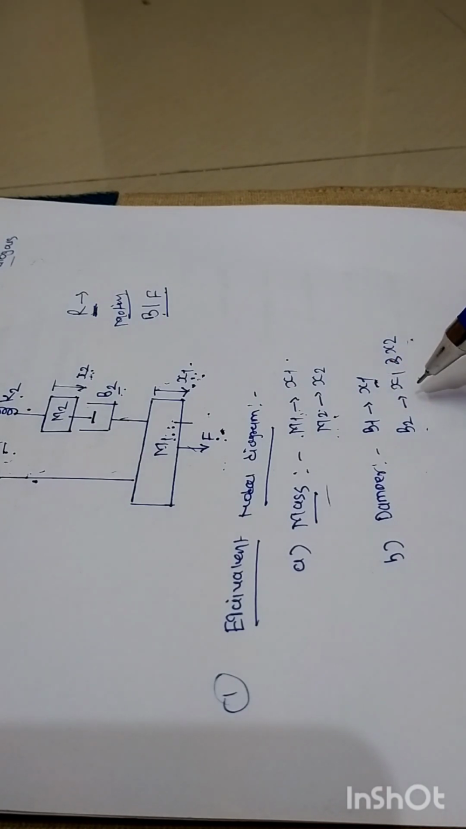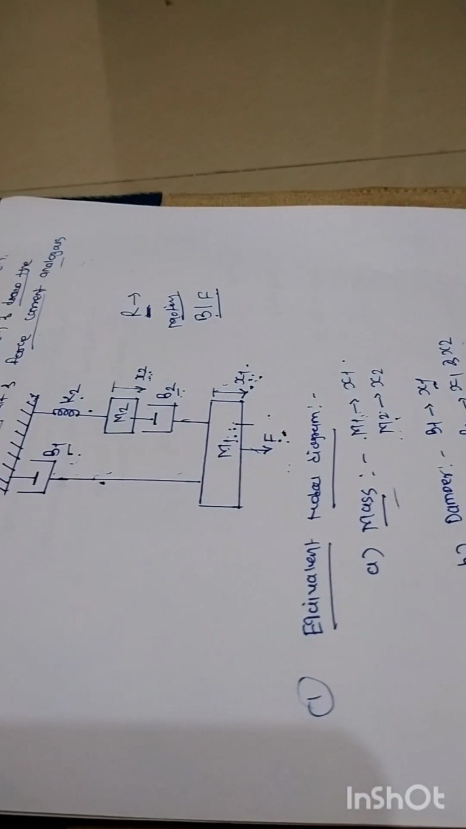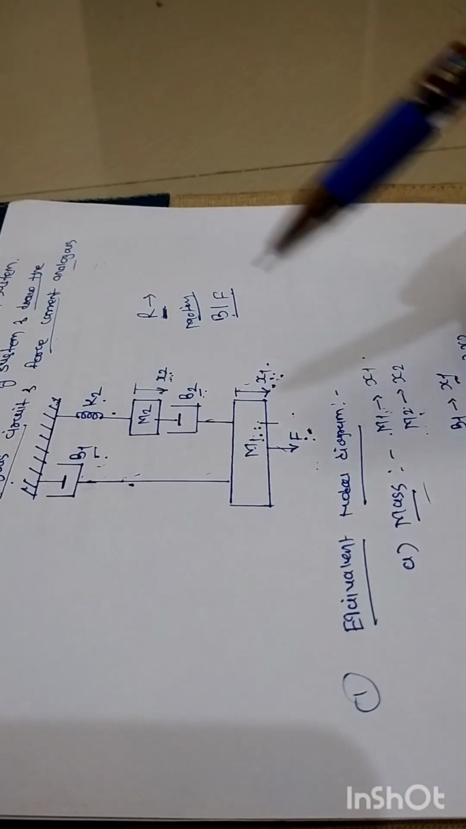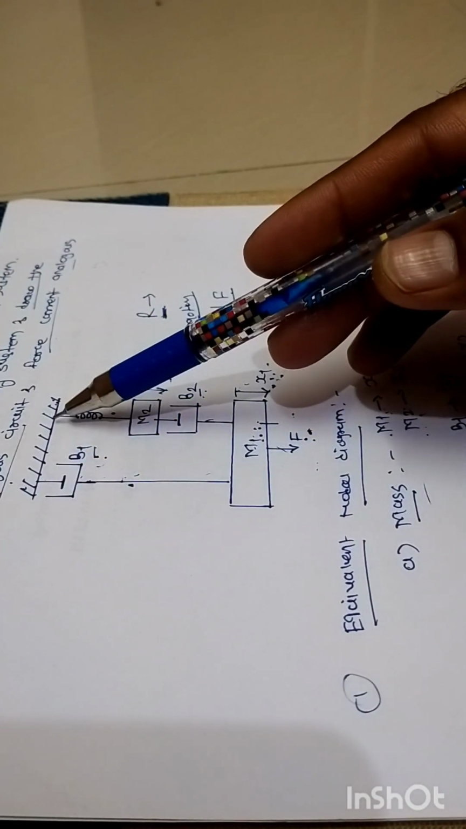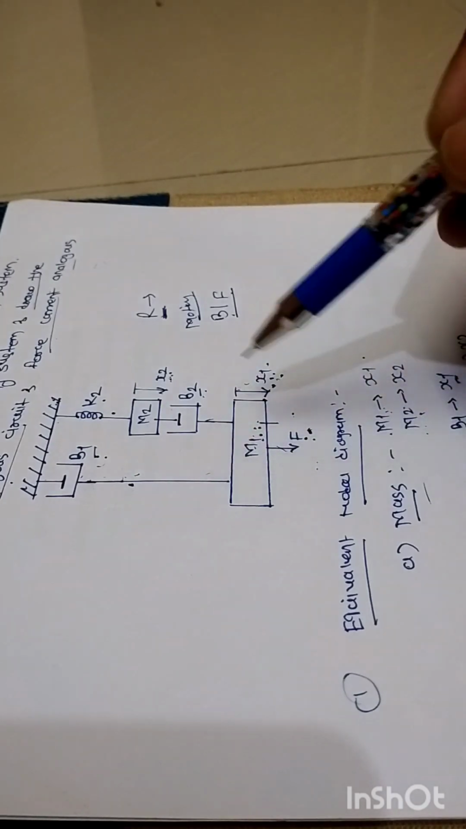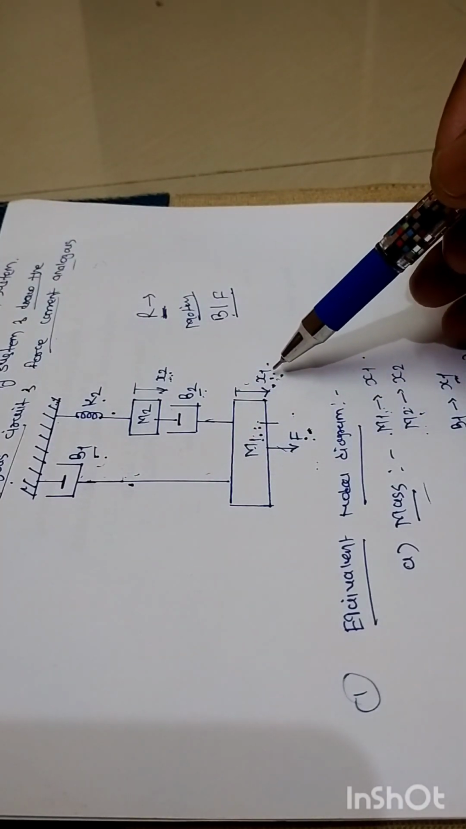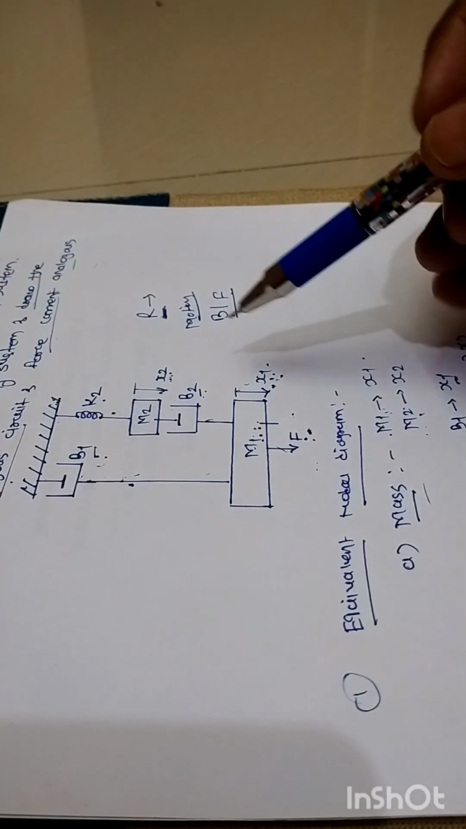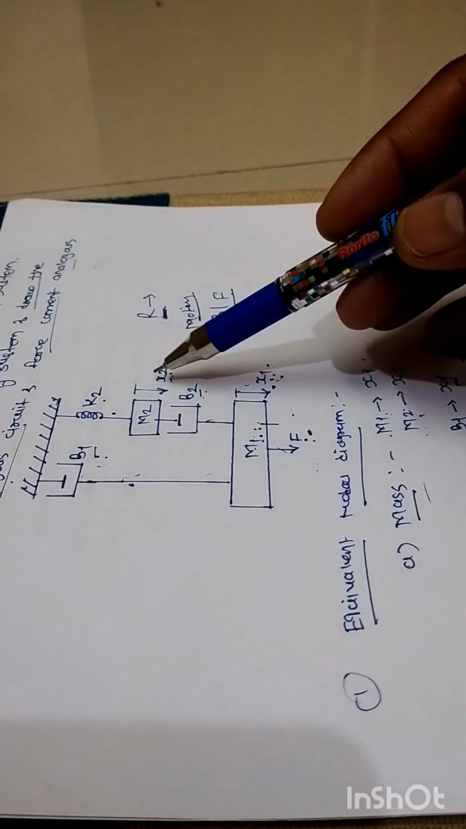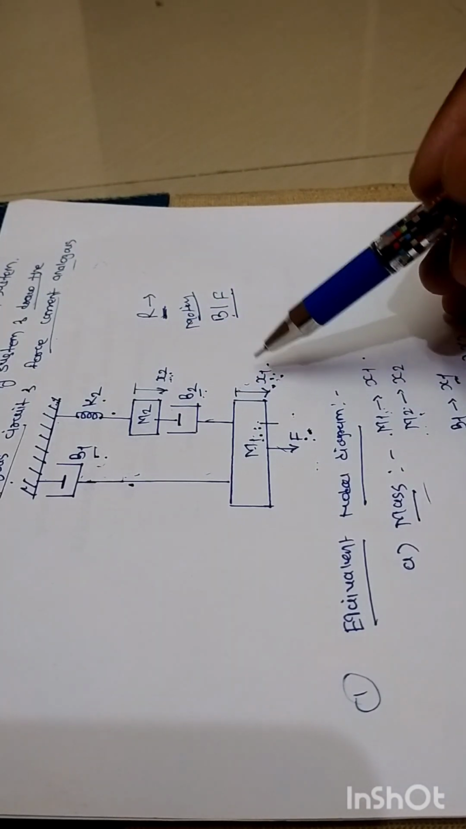B1 and B2. The lower end of B1 is connected to the ground axis and the upper end of B1 is connected to displacement number 1, and B2 is associated with displacement number 2 and displacement number 1.